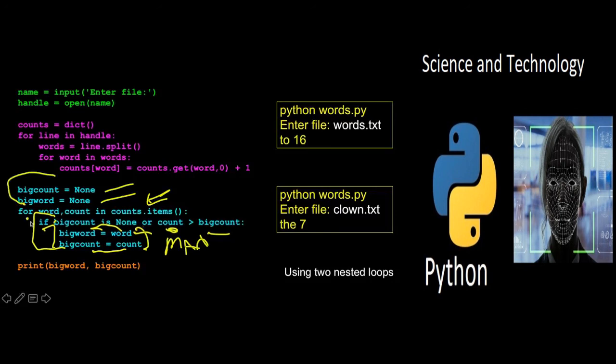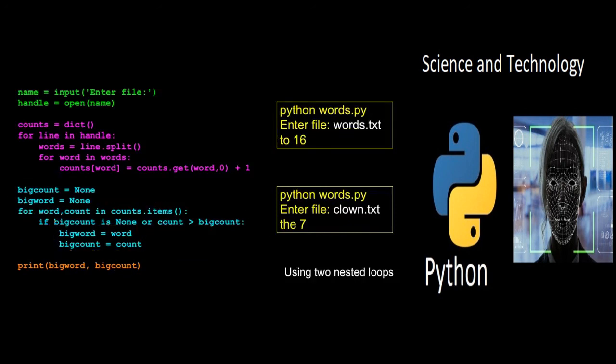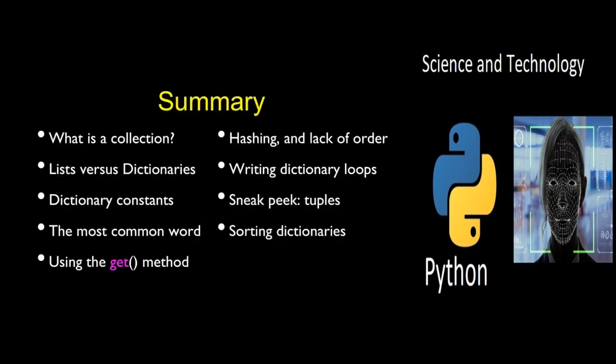So again, this is the starting part of the loop. We're going to do some work, and then when we exit the bottom of this, big word is going to be the word that is the most common, and big count is the number of times. And so if we run a file, we say, oh, in that file, 'to' is the most common word, and it's 16 times. If we run the clown file, well, 'the' is the most common word, 7 times. And this could be a very large file and give you the most common word. That is a really good application of dictionaries.